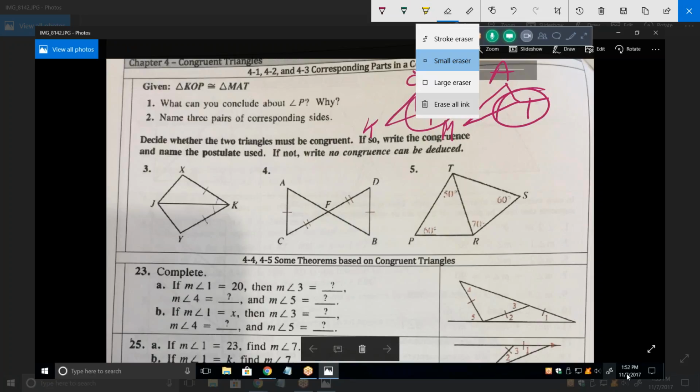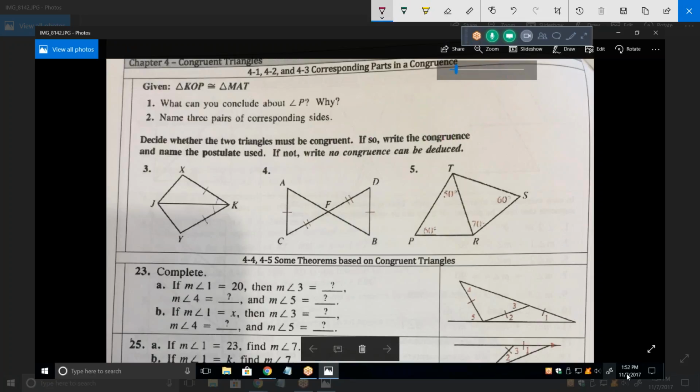Don't know what that question is doing on there either. Not up to Mullen standards. Okay. Decide whether the 2 triangles must be congruent. If so, write the congruence and name the postulate. If not, write no congruence. Okay, so what we're looking at here is that side is equal to that side. That angle is equal to that angle. Are those 2 congruent? So it'd be side angle side, because that's equal to itself. And so you have side, angle, side.